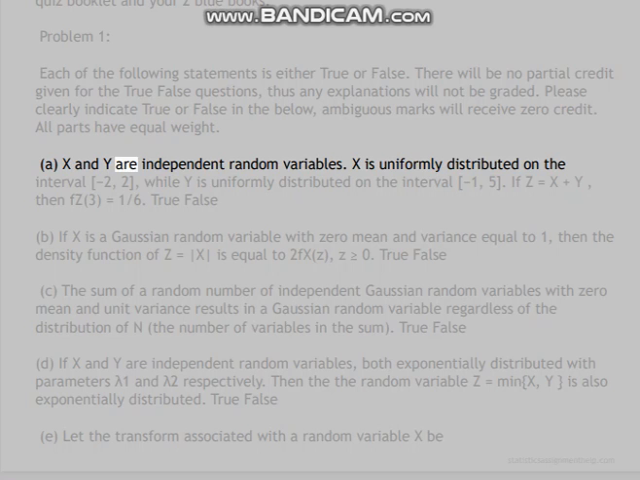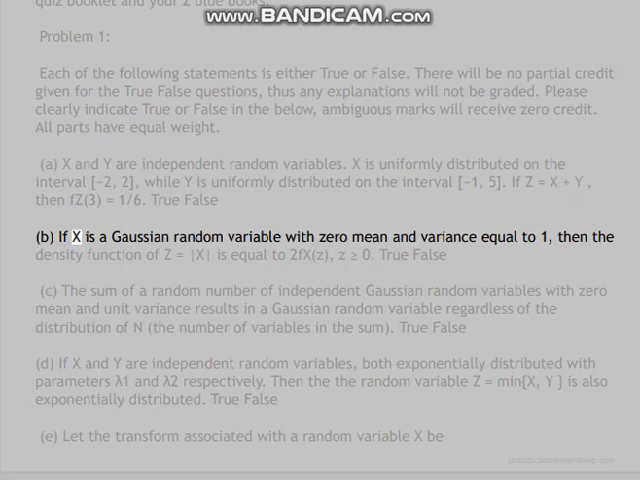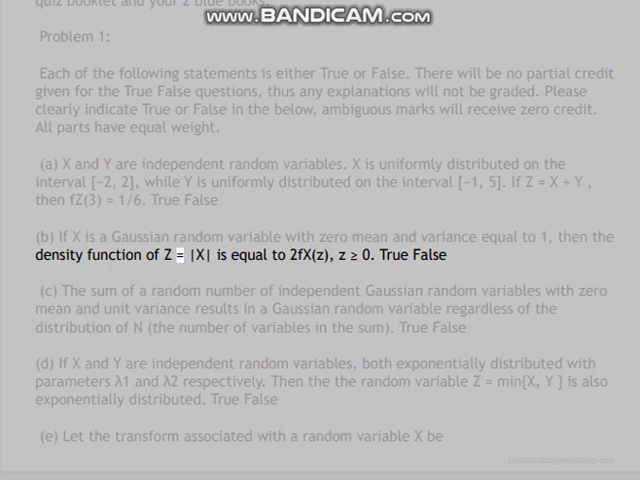A. X and Y are independent random variables. X is uniformly distributed on the interval -2, 2, while Y is uniformly distributed on the interval -1, 5. If Z equals X plus Y, then F_Z(3) equals 1/6. True/false. B. If X is a Gaussian random variable with 0 mean and variance equal to 1, then the density function of Z equals |X| is equal to 2 f_X(z), z greater than or equal to 0.